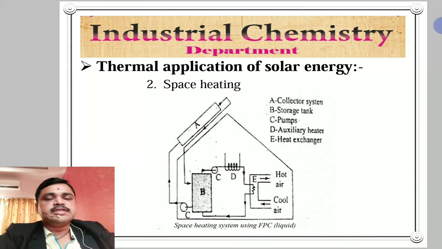Number B is the storage tank where it is stored. Number C is the pump. Here two pumps are provided for better fluid flow. Number D is auxiliary heaters. Sometimes auxiliary heaters are used for heating or starting the system. And E is the heat exchanger, which exchanges the heat. So the figure shown is a space heating system using a flat plate collector with liquid, and we show some of the simple parts of this system.